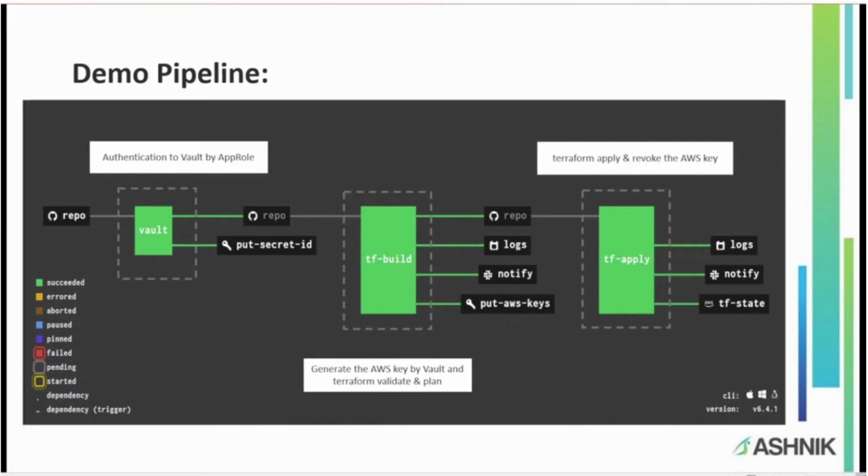The code is actually stored in GitHub, and this pipeline shows you how to secure your AWS token using HashiCorp Vault. Basically, the pipeline is divided into 3 stages. The first stage is where you authenticate to the Vault using the AppRole. Second is to generate the AWS secret and perform your Terraform plan and validations. And the third stage is to perform the Terraform apply and also revoke the AWS token once the whole task is completed. And you see, each job in Concourse is executed inside a Docker container.